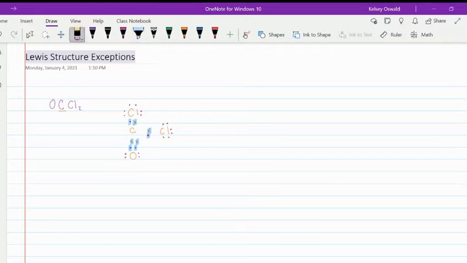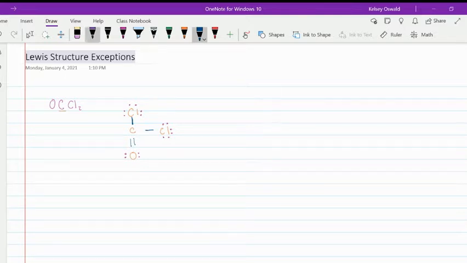So now we can go in and draw our bonds. Between our carbon and our chlorines, we're sharing 1 pair, 2 electrons. That'll be a single bond. Between our carbon and our oxygen, we're sharing 2 pairs, or 4 electrons. That would be a double bond. So this is what we wanted for our Lewis structure. That was a little bit of a review of what we did yesterday.